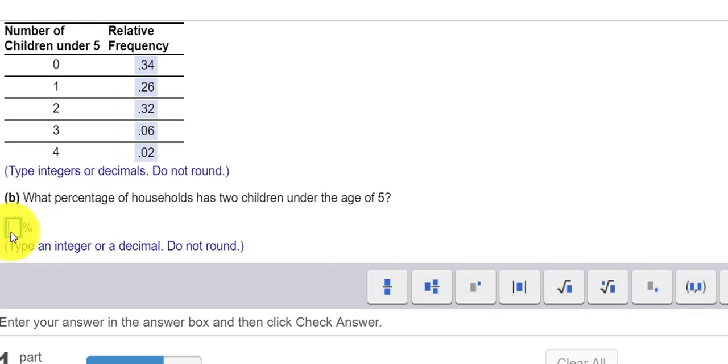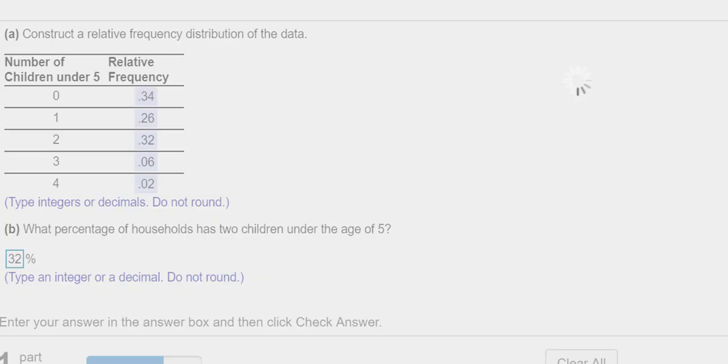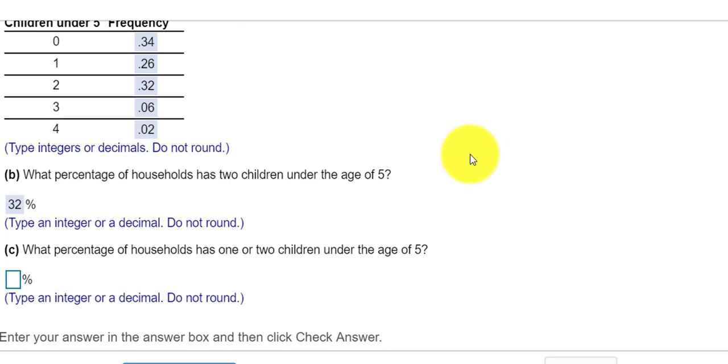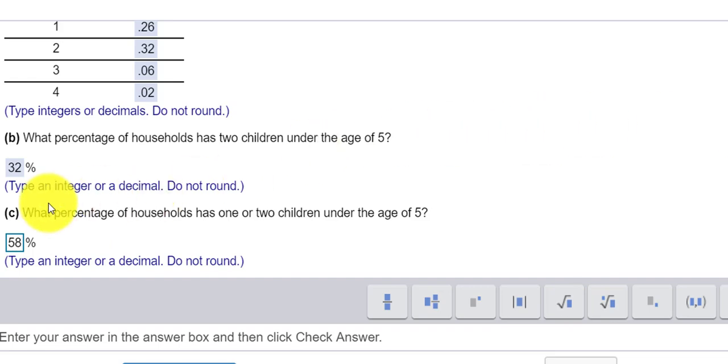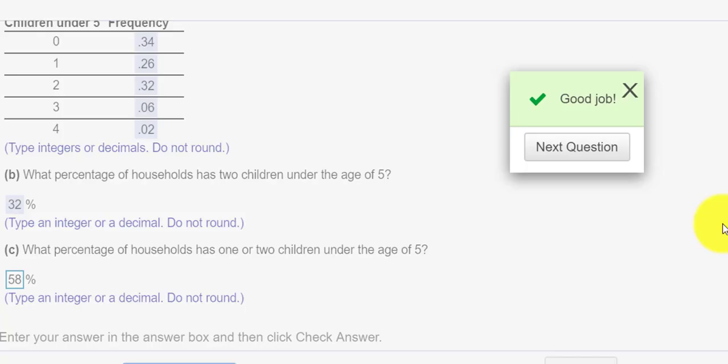So I'm going to type in 32. And notice the percent sign means we have to change a decimal to a percent by moving the decimal 2 places to the right. Check my answer. I get a good job. Next it says, what percentage of households has 1 or 2 children under the age of 5? So 1 or 2. So I have to add these two together. So 26% plus 32% would be 58%. And then I have to click the check mark. And we get the good job. Next question. Okay? So let's take a look at question number 3.